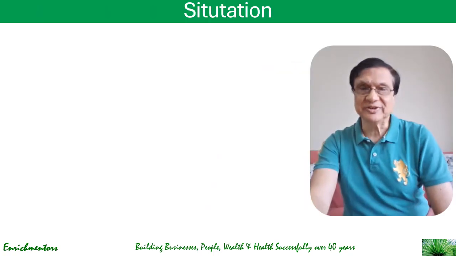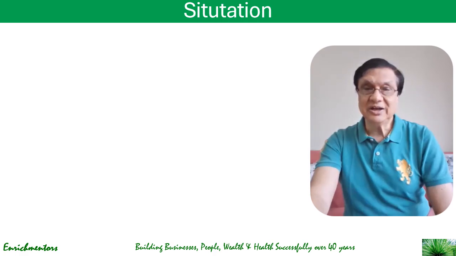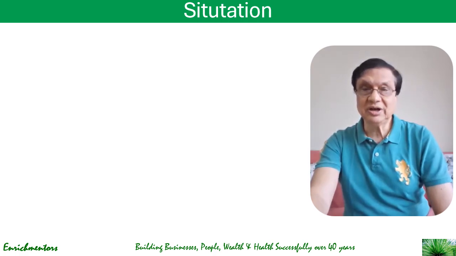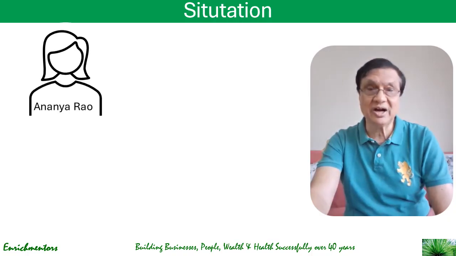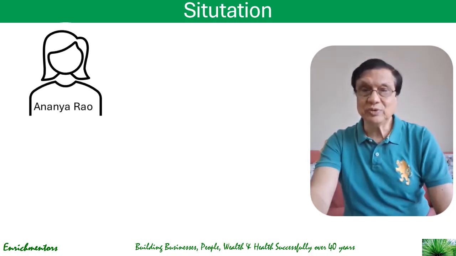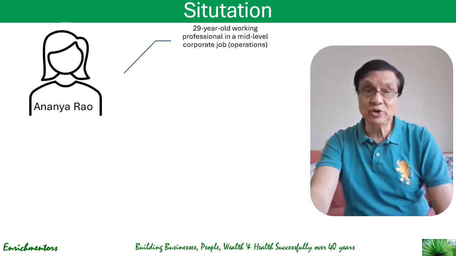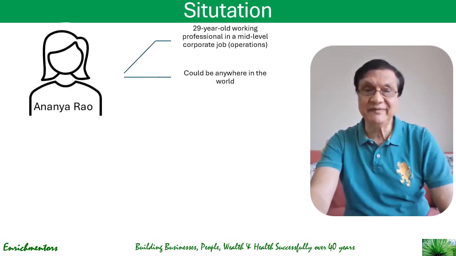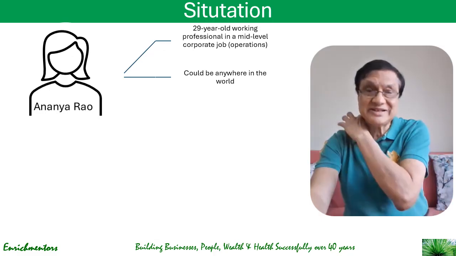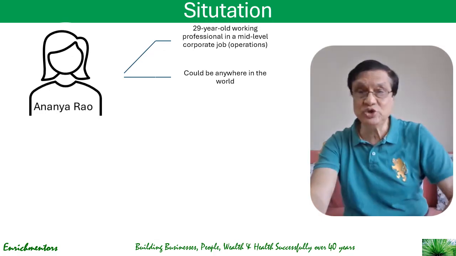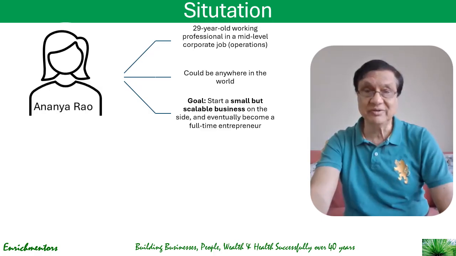So what was the situation? So here we have our entrepreneur, called Ananya Rao. She's a 29-year-old working professional in a mid-level corporate job in operations, and she's willing to be located anywhere in the world, very adaptable. And her goal in life has been to start a small but scalable business on the side when she's doing a job and eventually become a full-time entrepreneur, right?